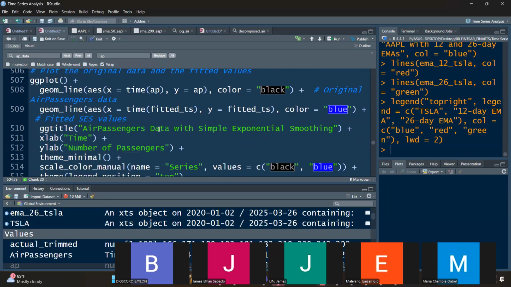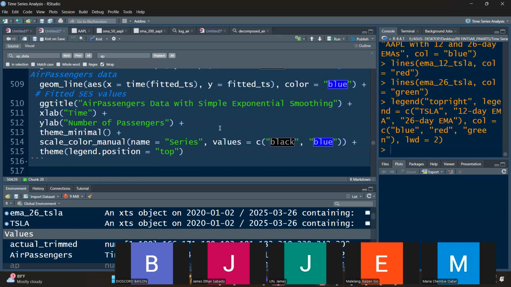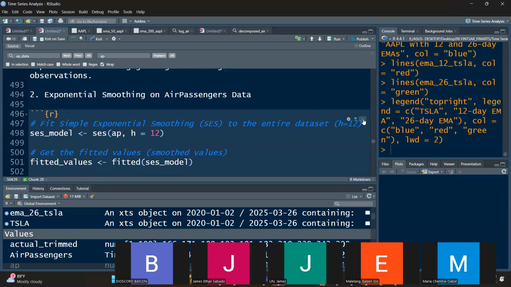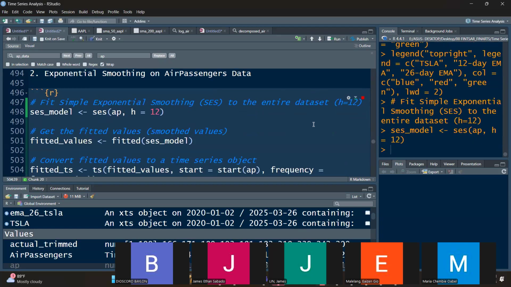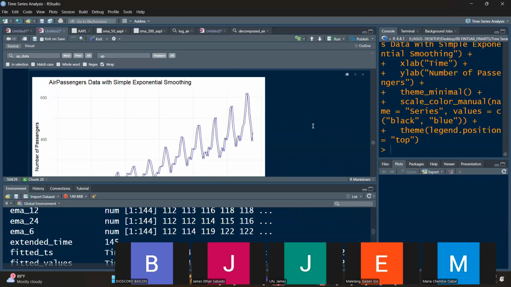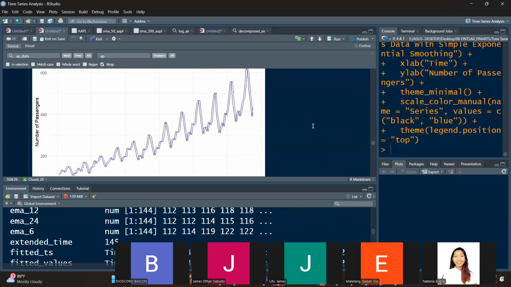And then let's plot the data. The original data, your AP, will be black, and your forecasted value, your fitted time series, will be blue. Then we give titles here. Okay, so let's run this, class. All right, now take a look at this.